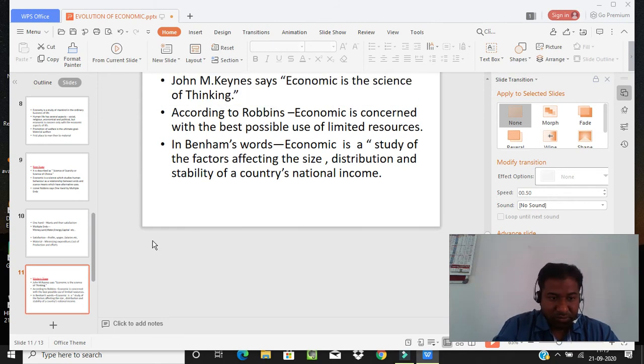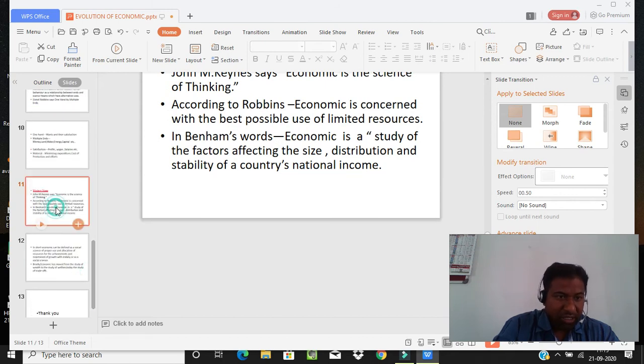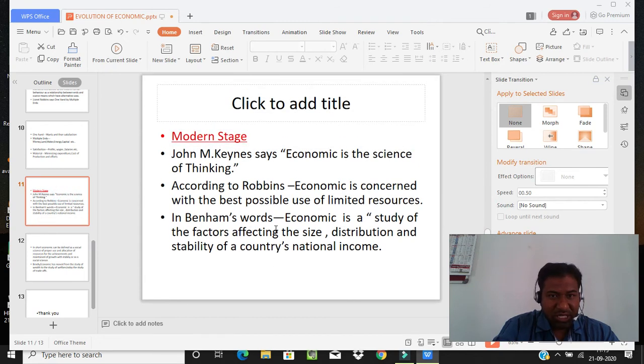Now, another thing, we'll go to the modern stage. That is, J.M. Keynes says economics is the science of thinking. According to Robbins, economics is concerned with the best possible use of limited resources. In Benham's words, economics is the study of the factors affecting the size, distribution, and stability of the country's national income. Keynes says that economics is the science of thinking.